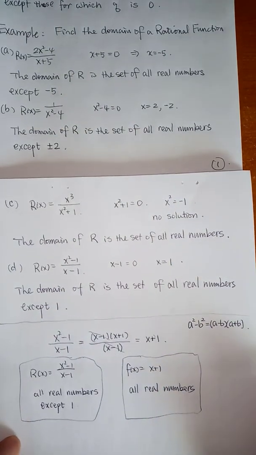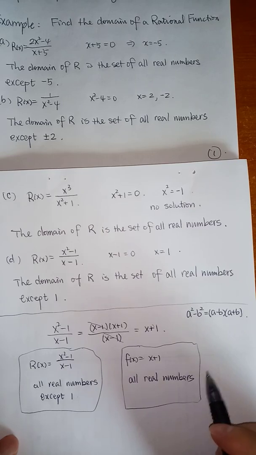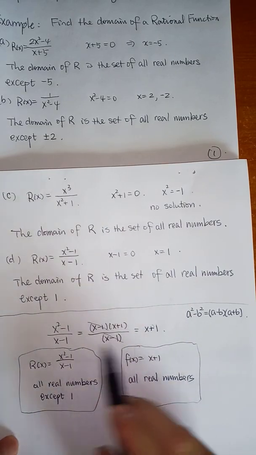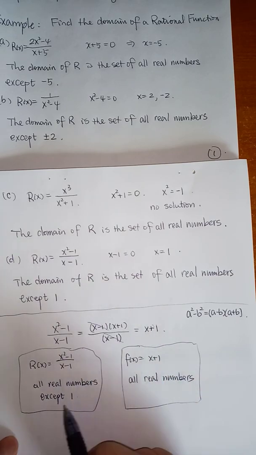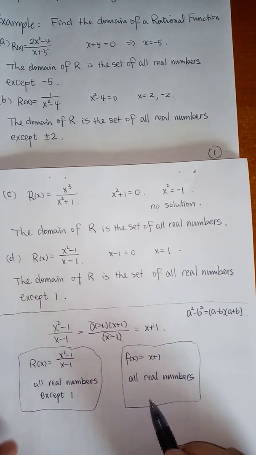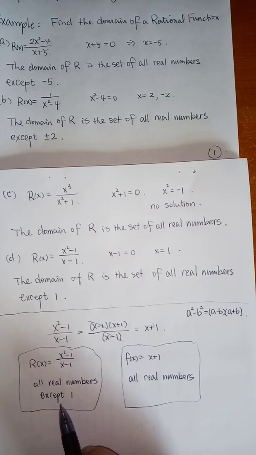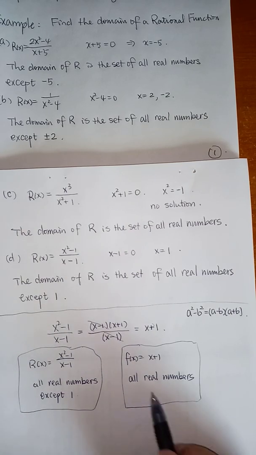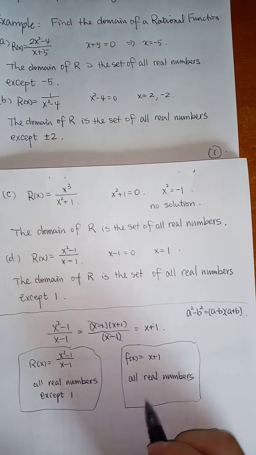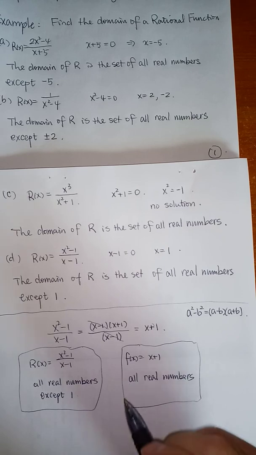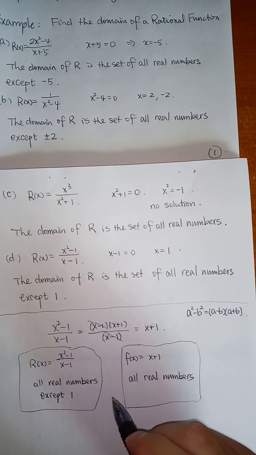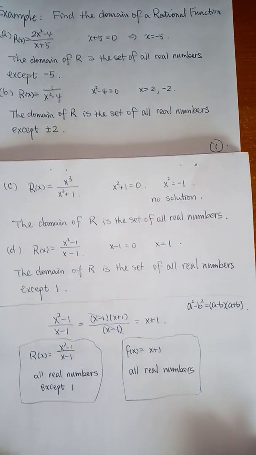So when we try to say two functions are equal, not only do they share the same formula, but they also have the same domain. Here, this domain has an except part. This domain has no except part. Since they have different domains, these two functions are different. You have two different functions. They just have the same value at a lot of points, but they are different.